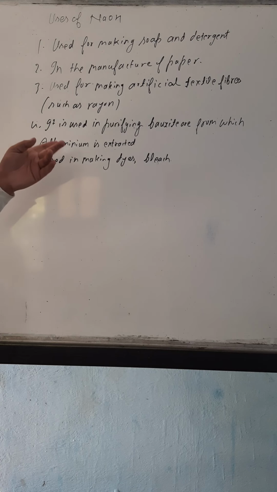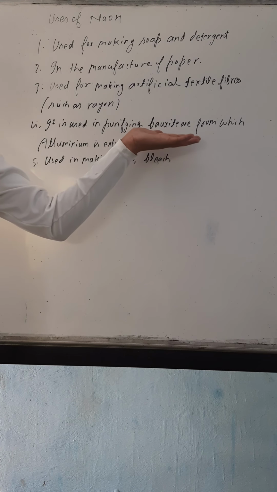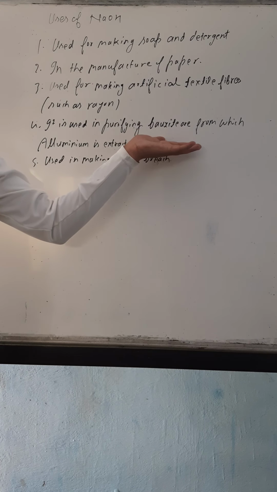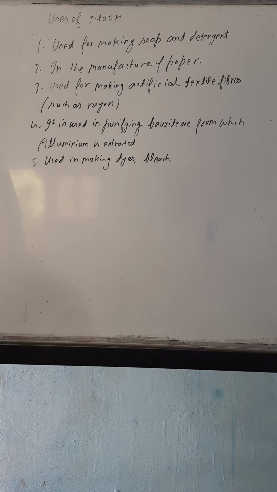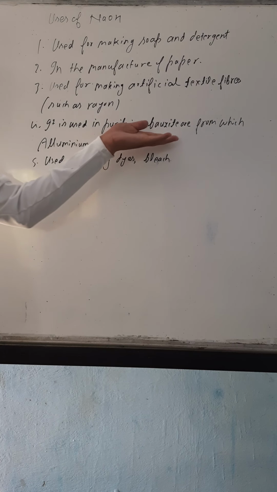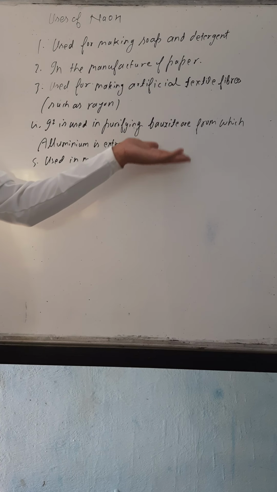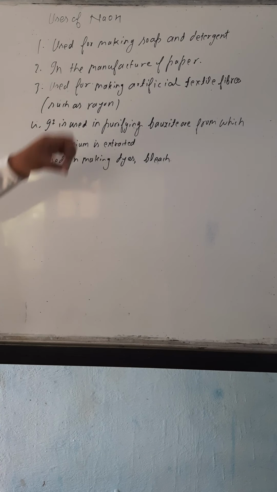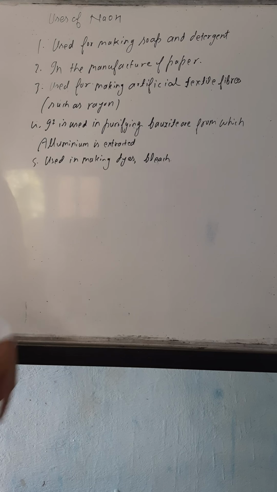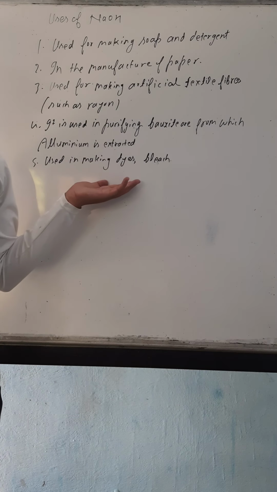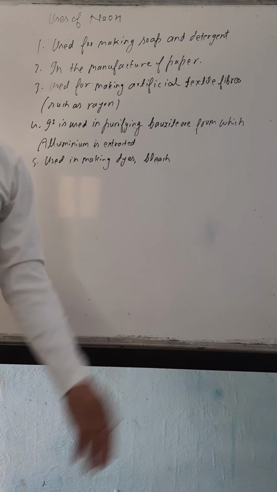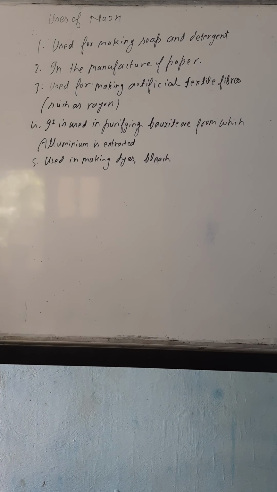And one more thing, it's very important: it is used in purifying bauxite ore. Bauxite ore is what? It is where we get aluminium metal. We are not going to get aluminium directly from the mines. From the bauxite ore we get the aluminium, by treating this bauxite ore with NaOH. Aluminium is extracted this way. Next, it is used in making different dyes also, and in bleach also. So these are some uses. Note it down. Then we will move ahead.